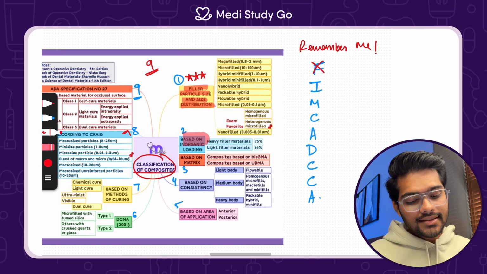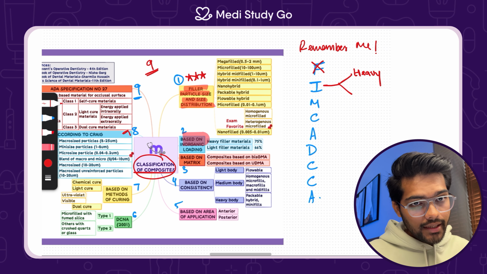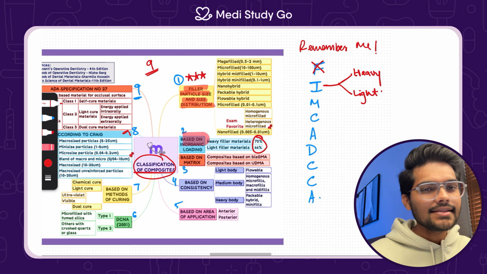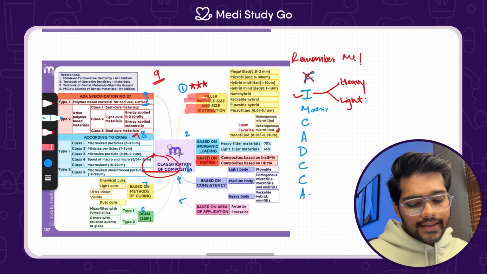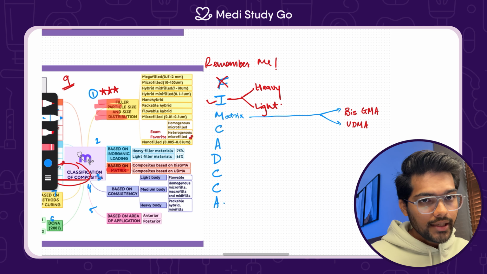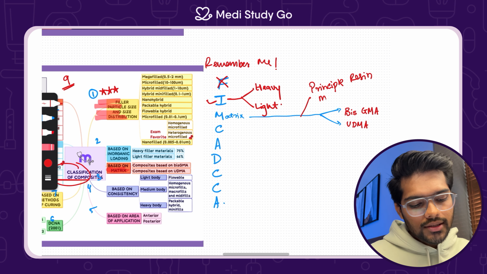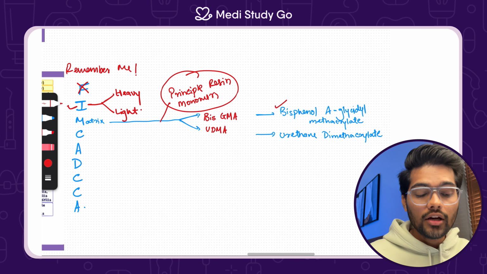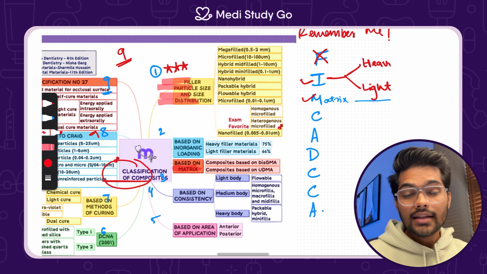Next, we have classification on the basis of inorganic loading. So it can either be heavy filler materials, which is 75%, or light filler materials, which can be 66%. Next up, we have classification based on the matrix. Now, it can either be composites based on Bis-GMA or composites based on UDMA. Now, both of these are basically the principal resin monomers, and they stand for bisphenol A glycidyl methacrylate or urethane dimethacrylate.